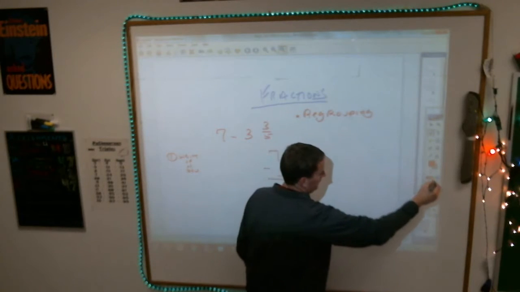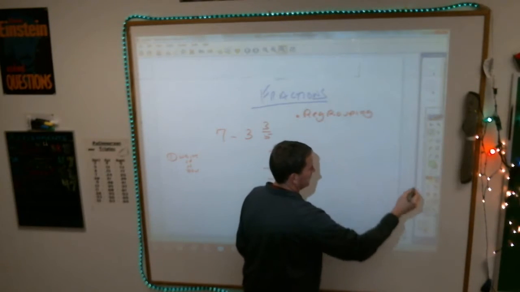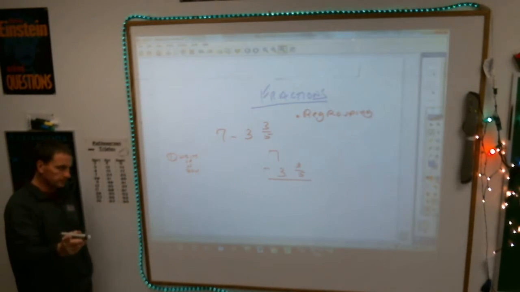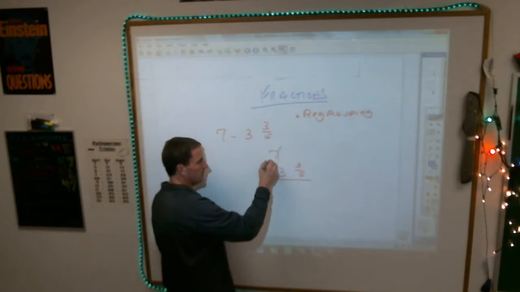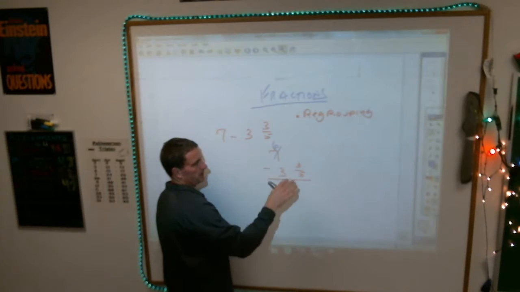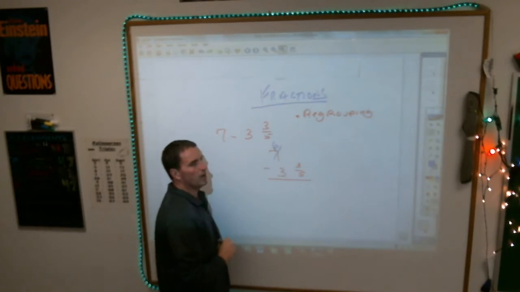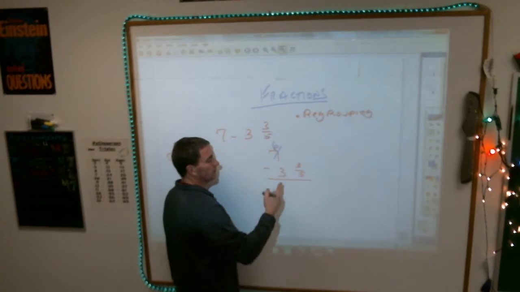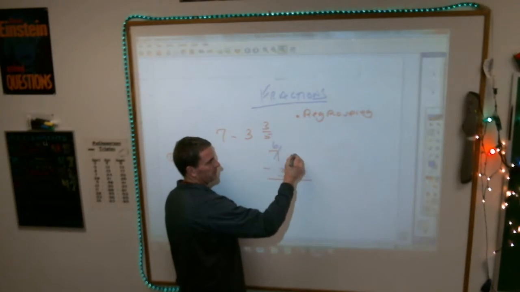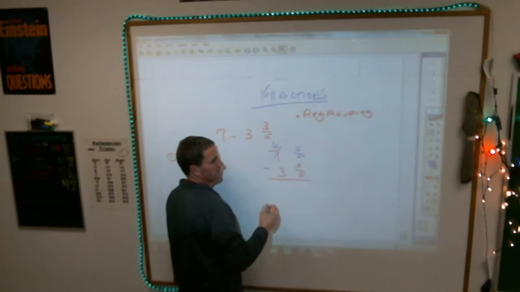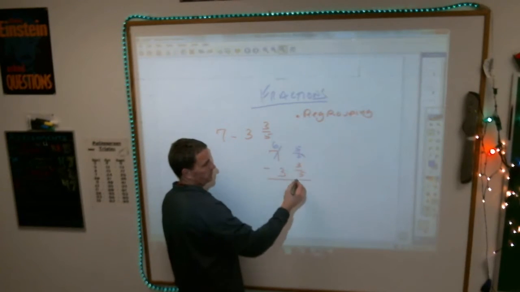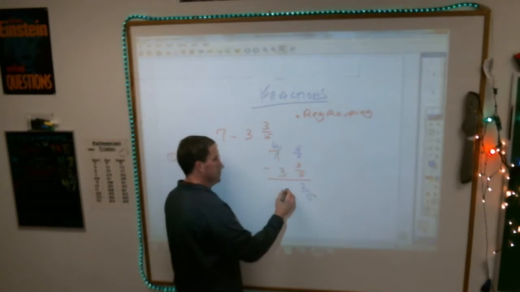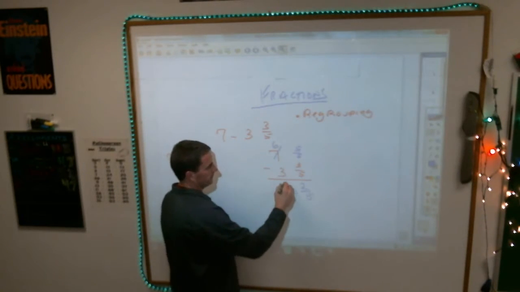Now I can't take this 3/5 away from nothing, so I have to do what? Jacob? Borrow. And the 7 becomes a 6. And what fraction do I make over there and why? Jacob? 5/5. Why 5/5? Because it equals 1. Right, and you want to use that same bottom number that's there. We've done this before. I'm just reviewing here. Then you do your subtraction and you get 2/5, and 3 from 6 is 3, so 3 and 2/5.